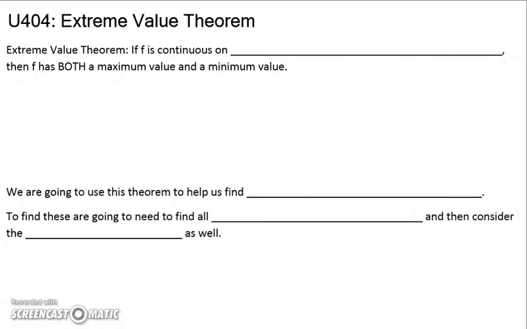Alright, in this video we're going to talk about Unit 4, Objective 4, the extreme value theorem. So what the extreme value theorem is going to say is that if f is continuous on a closed interval a to b, then f is going to have both a maximum value and a minimum value.